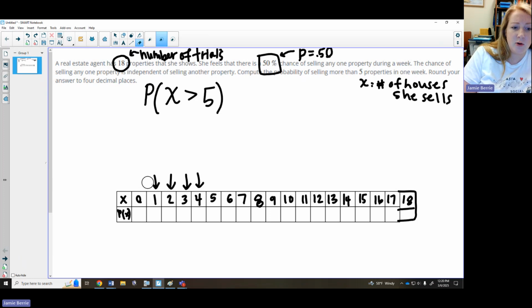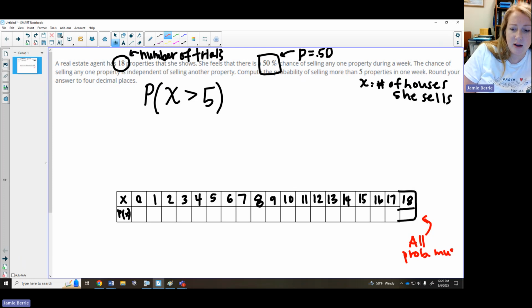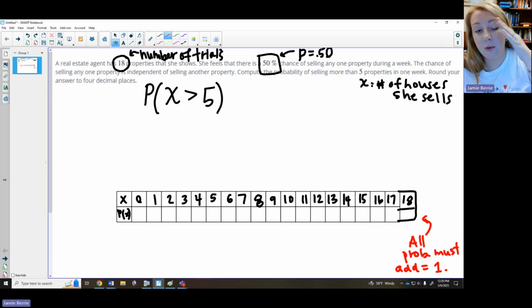Okay. So something that we know about probability distributions is that all probabilities must add to equal 1. Right, so all the probabilities in a sample space have to sum to exactly 1.